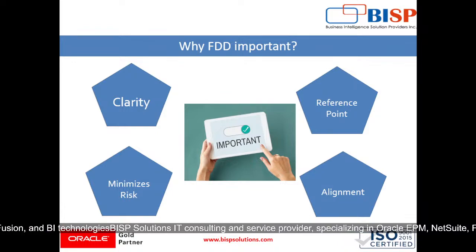It is for clarity after we have made a BRE document, and as a reference point for our stakeholders, and for alignment to our stakeholders' requirements. And all these things make our FDD less error-prone, which means it minimizes the risk of getting rejected.